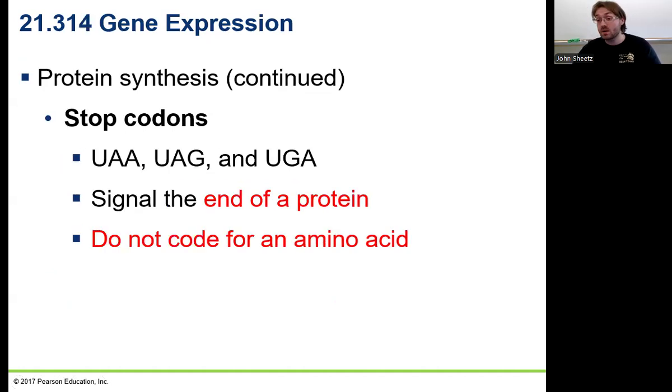There are 3 different stop codons that signal the end of a protein. These are UAA, UAG, and UGA. They do not code for an amino acid.